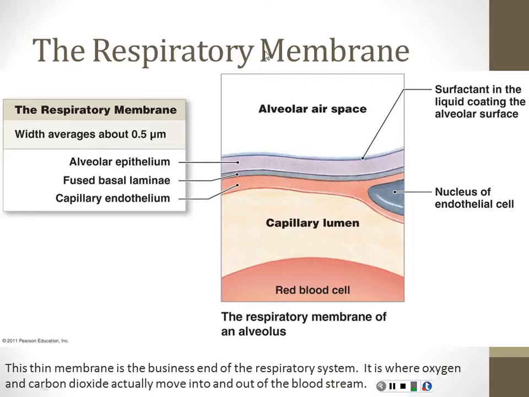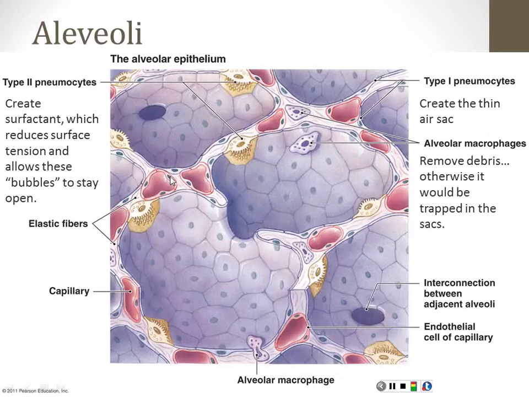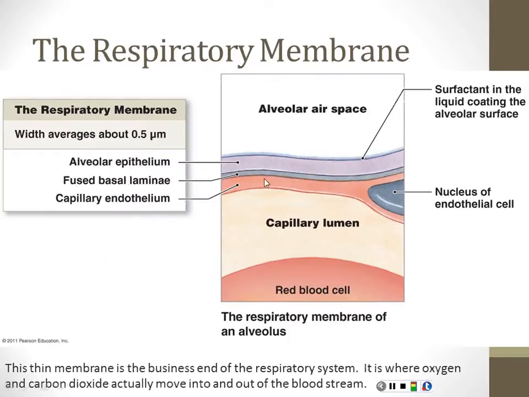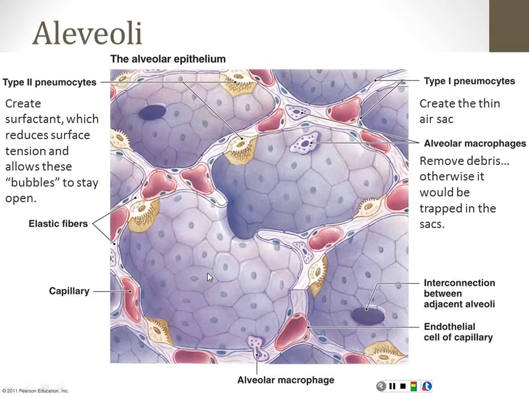So the whole respiratory system is really based on creating and keeping functional this very thin membrane between air and blood. All right, so what makes it up? Lining the inside of the alveoli is that surfactant I was just talking about. Underneath that is the type 1 pneumocyte, right? That thin, flat cell that gives structure to the alveoli. That's these purple cells.